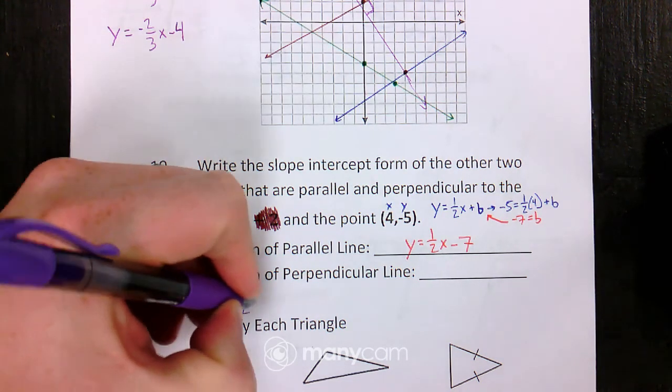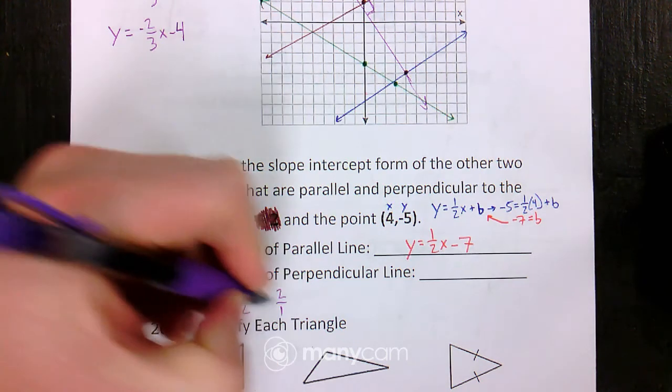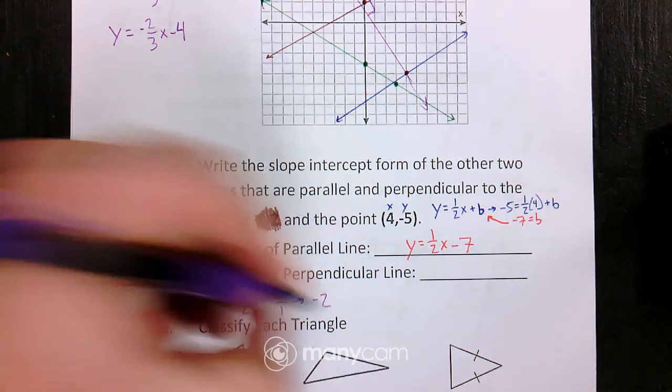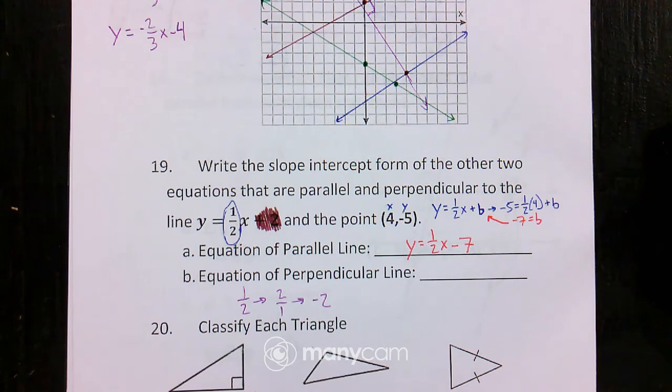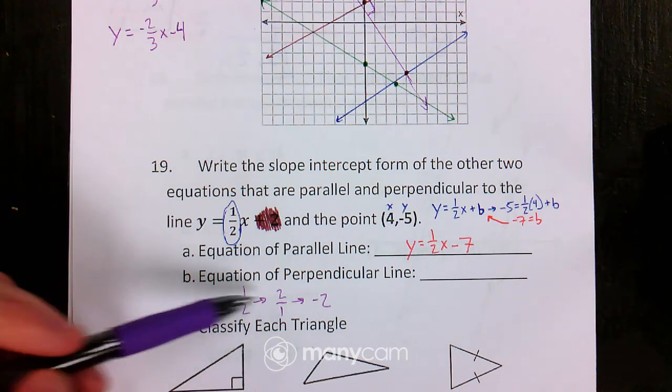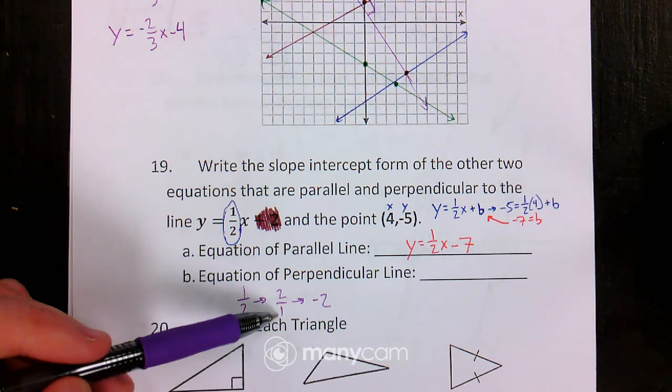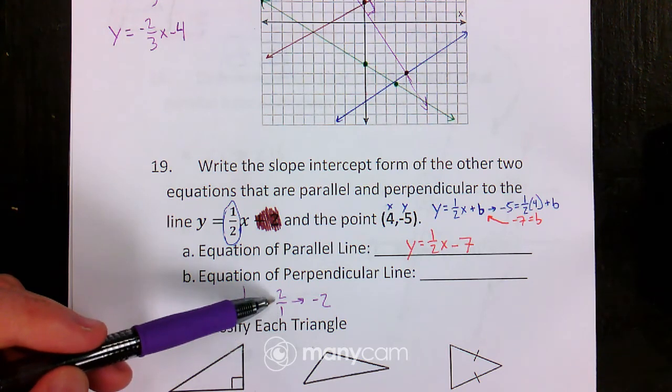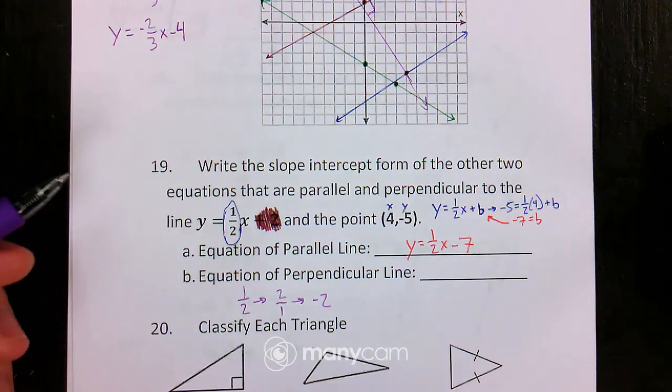Okay, so you take the original slope, you flip it over, and then you also make it negative. Or if it's negative, you make it positive. You flip the sign and you flip the fraction. So it's positive 1/2, so it's going to become negative, and then it's 1/2, so it's going to flip to 2 over 1. And 2 over 1 just equals 2, right? So just write negative 2.